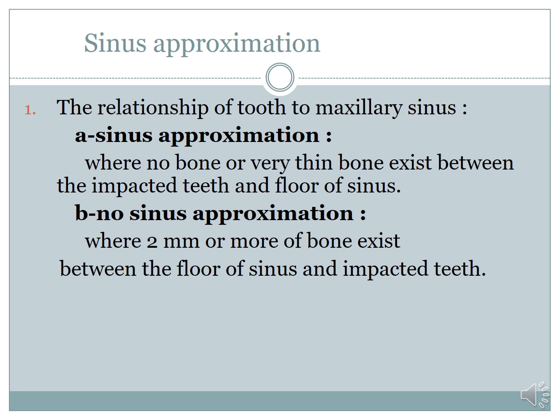Okay. Then next, when there is no sinus approximation, when there is at least 2 millimeters of bone or more between the floor of the sinus and the impacted tooth, which means that in the first part, that is sinus approximation, oroantral communication is unavoidable. In the second part, you are not supposed to create any extra communication. Okay, you should be very careful in removing the tooth, with no encroachment into the floor of the sinus. So these things we have to know.